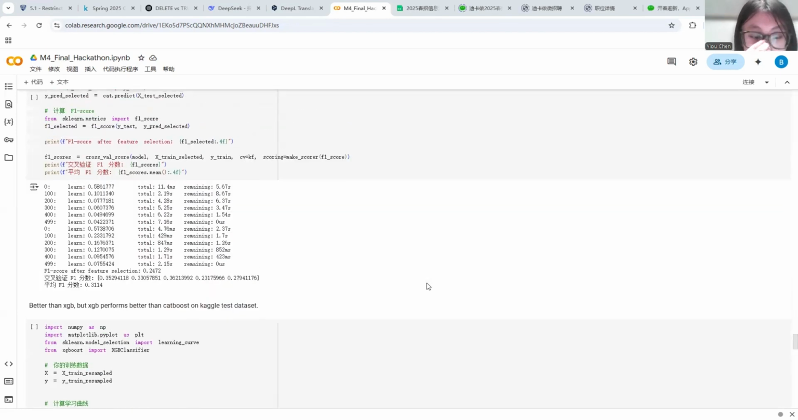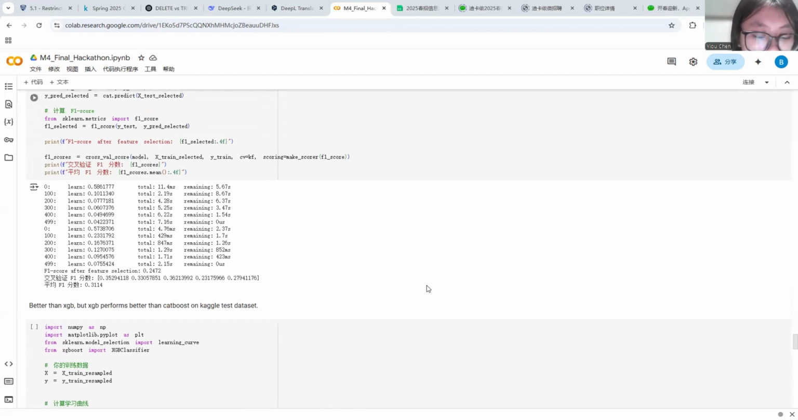Then we tried CatBoost to see if it could further improve F1. While CatBoost achieved a higher average F1 in validation at 0.3114, it performed worse on the Kaggle test set compared to XGBoost. So XGBoost could generalize better due to different tree structures or robustness to specific test set distributions.